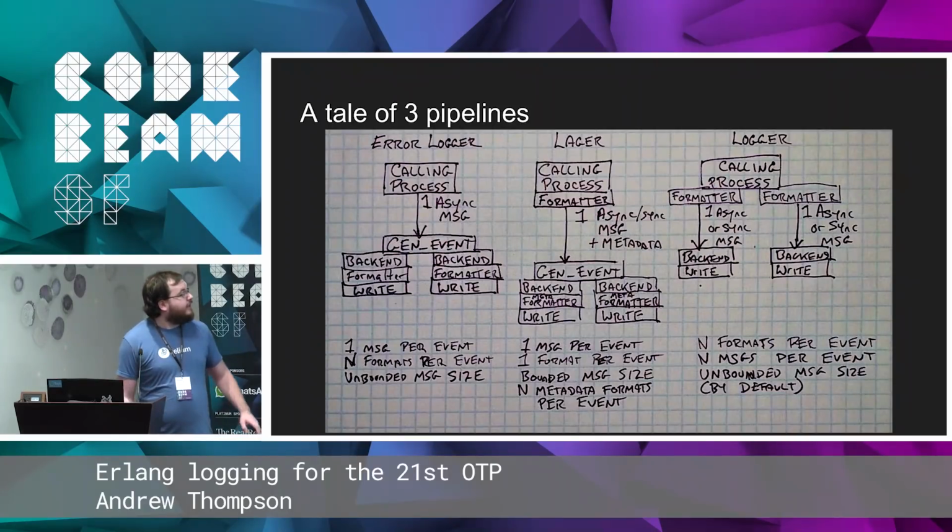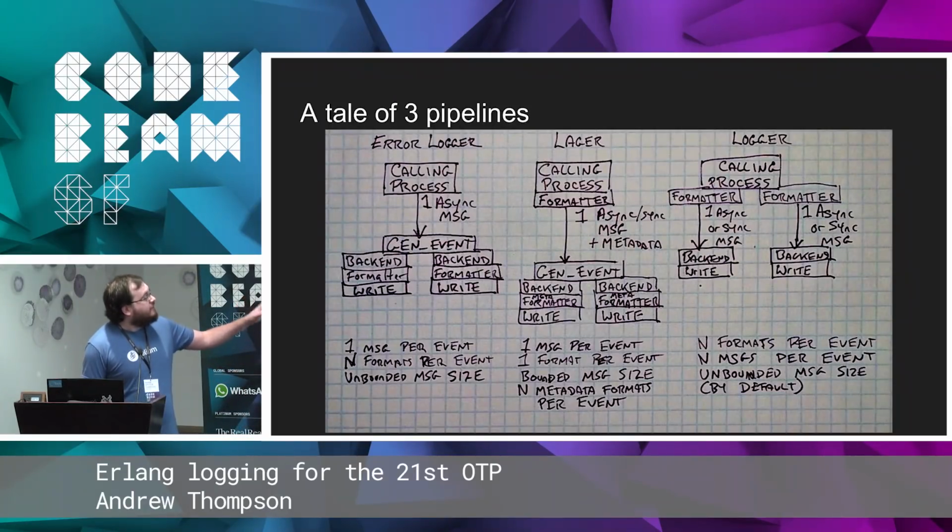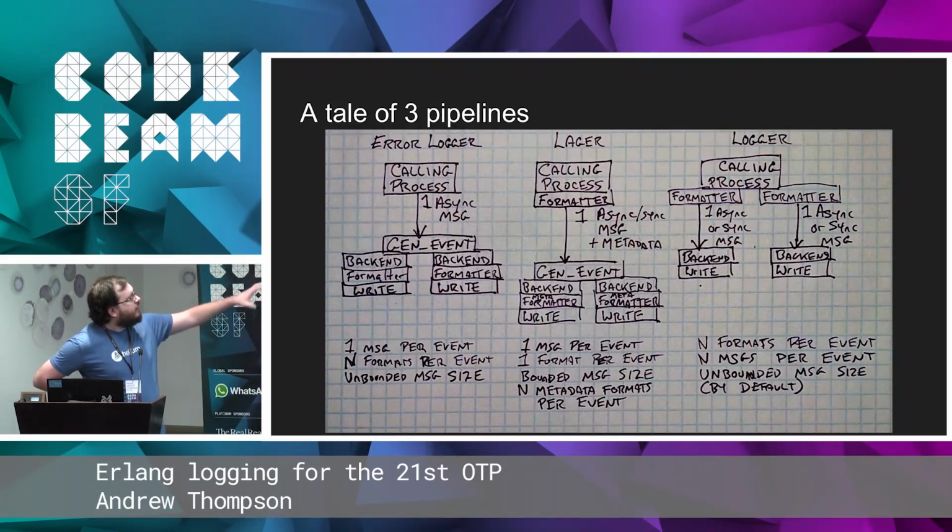So here is my chicken scrawl on how I understand these different pipelines to work. We're going to cover them. Hopefully you can read this relatively well. We'll start with our old favorite errorlogger. In the calling process, it literally sends everything over an asynchronous message to the gen event, which has some number of backends installed into it. Each backend does the formatting and then writes it to wherever it's going.